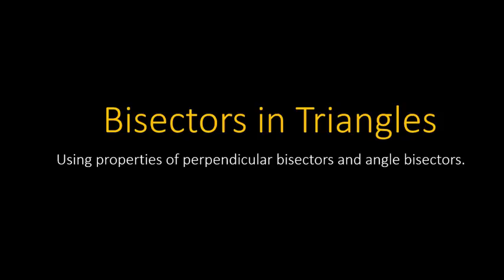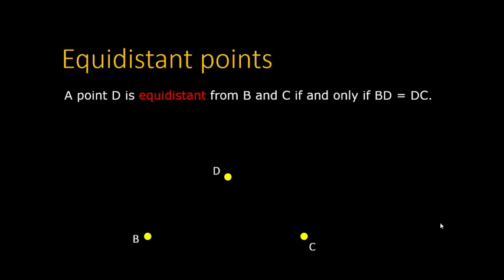So we need to refresh our memory a little bit before we get into our theorems, so let's look over the definition of equidistant points. If I have this image here, I would know that point D is equidistant from points B and C if and only if I measured BD and it was equal to the measure of DC. And hopefully this is pretty intuitive.